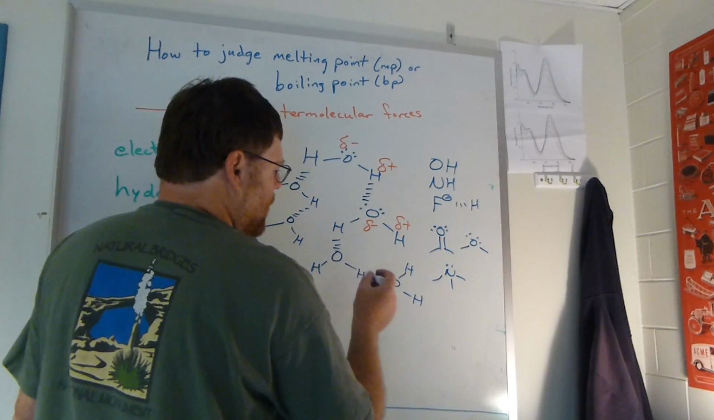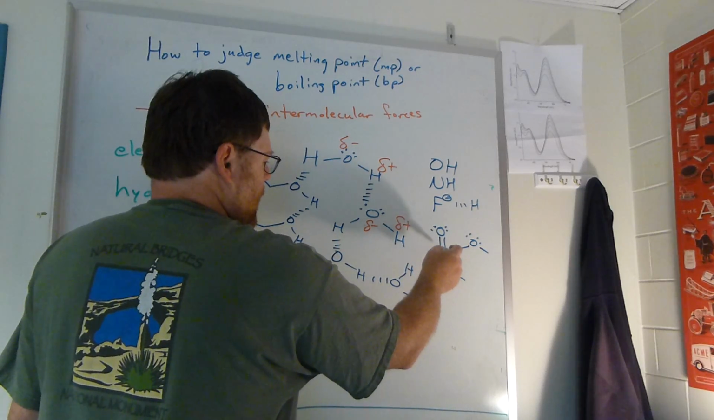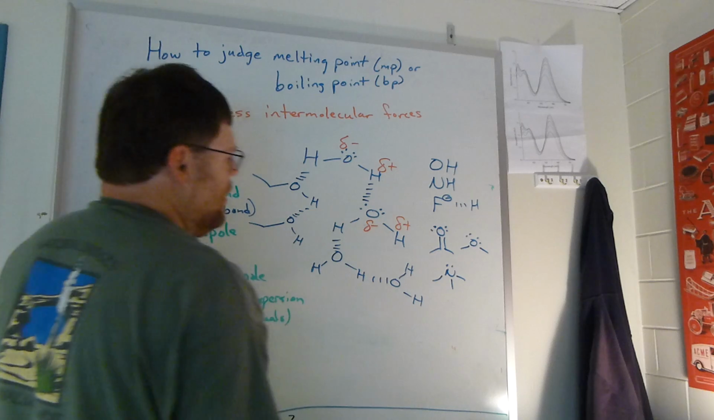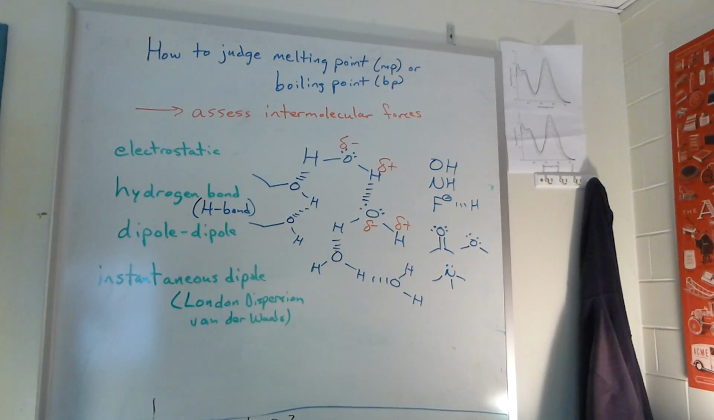Amines, ethers, alcohols, ketones are good donors, and then alcohols, NHs, fluorides are good acceptors. So you get hydrogen bonds between them. All right, that's hydrogen bonds.